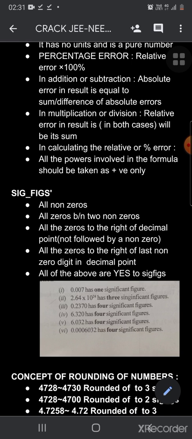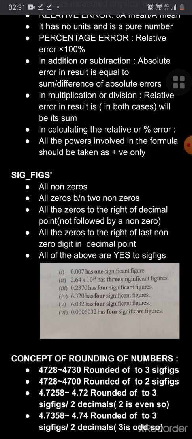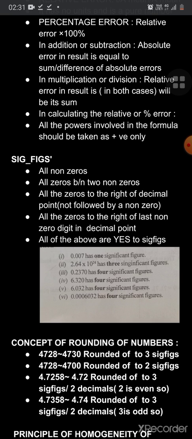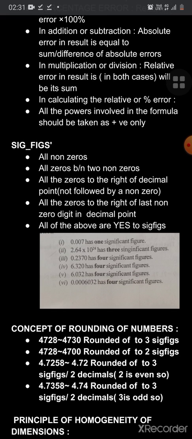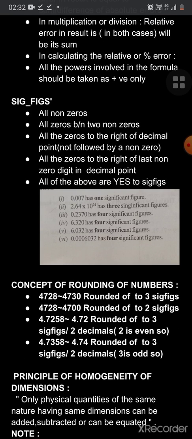In multiplication or division, the relative error in the result will be the sum only. In both cases, the relative error in the result is the sum. That is, while multiplying or dividing, the relative error in the result is obtained as the sum of the relative errors of the physical quantities which are measured. In calculating the relative error or percentage error, all the powers involved in the formula should be taken as positive only. Next concept is sig figs.